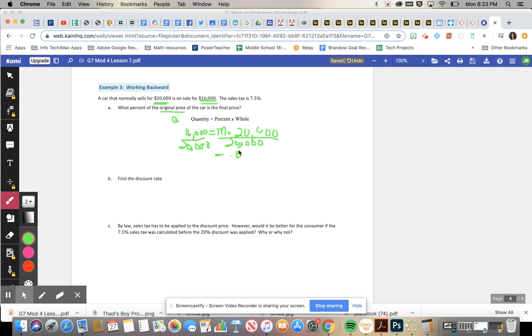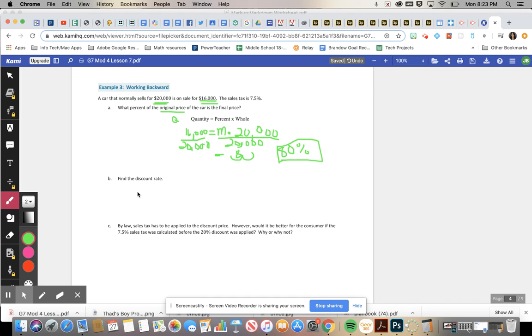And to change that to a percent, I move it 2 places to the right, which would be 80%. And let's check to see if that makes sense. What percent of the original price is the final, the 16,000? So the original is 20, final is 16, and that looks, well, it's definitely over half, which would be 10,000. So 80% looks correct.